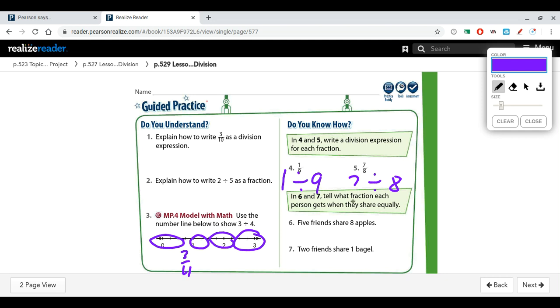In 6 and 7, tell what fraction each person gets when they share equally. 5 friends share 8 apples. So each person is going to get, so if I'm sharing 8 apples among 5 friends, that's my fraction. So it's 8/5 or 1 3/5 apples. 2 friends share 1 bagel. So if I have 1 bagel and I'm sharing it over 2 friends, that would be how I'd write it as a fraction. So each person would get half of a bagel.